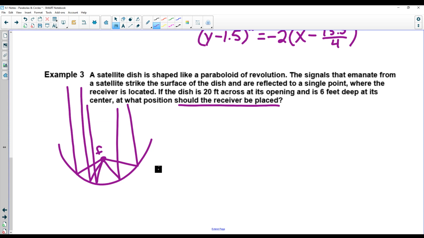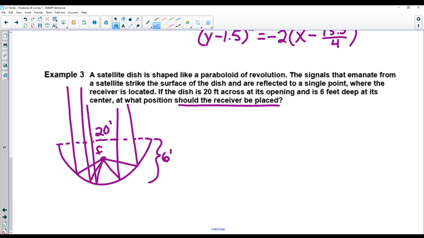All right, so I've got my satellite dish is 20 feet all the way across. So up here, not necessarily hitting the focus, is 20 feet all the way across. And I also know it is 6 feet deep at the opening. I'm going to put that out here. Is 6 feet deep. Okay, so that's the two things they gave me. I'm supposed to go ahead and find that focus, where it's at.